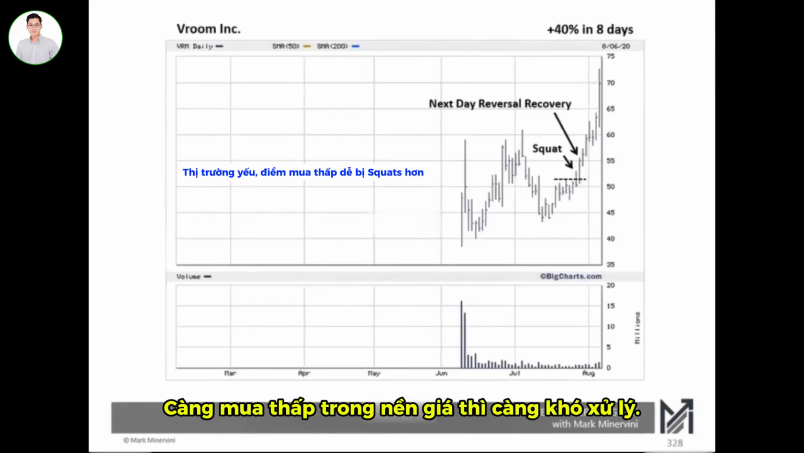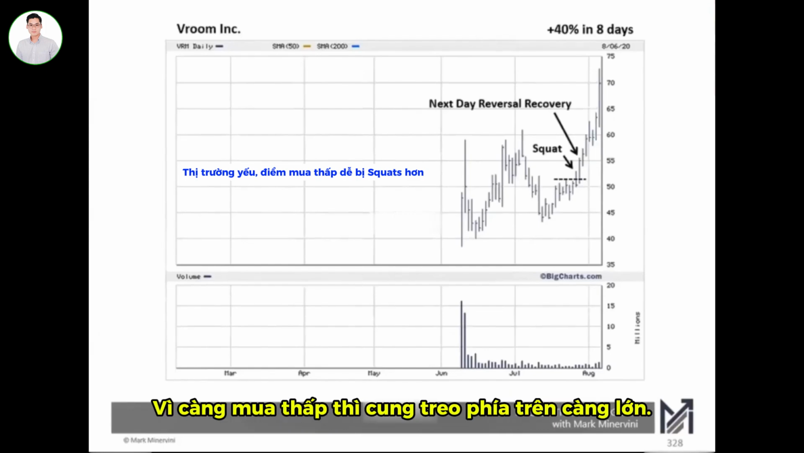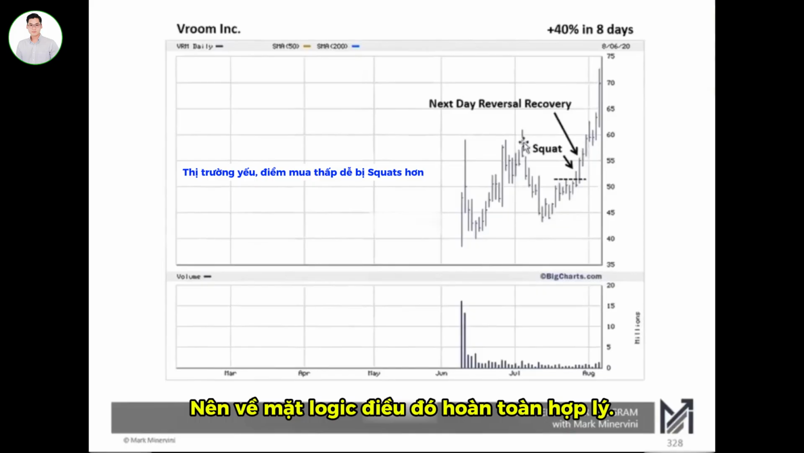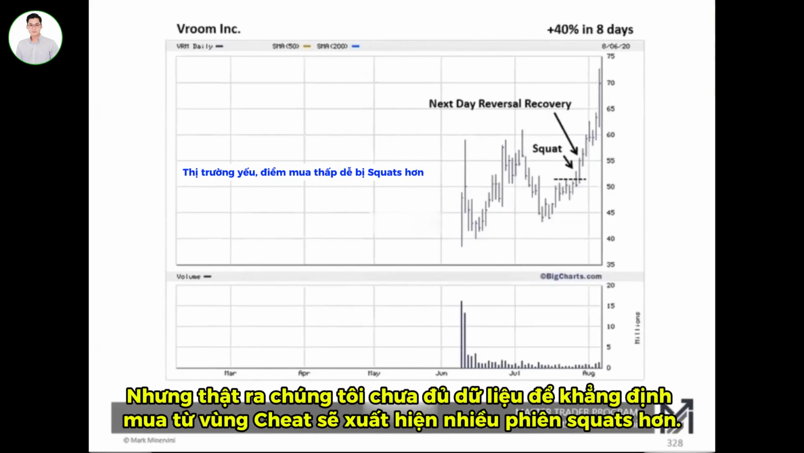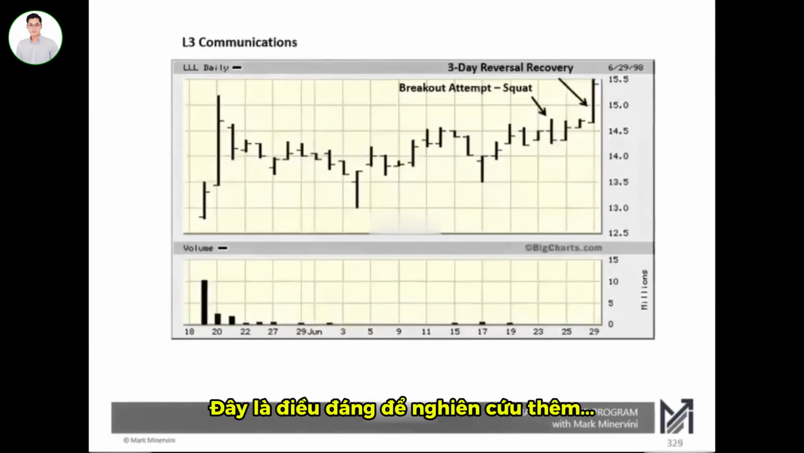Let's just put it this way. The lower you go in the base, at the low cheat, it's going to be a lot trickier than in the cheat. And in the cheat, it's going to be trickier than in the handle, because the lower you go in the base, the more overhead supply you have. When you're going into new high ground, you have no overhead supply. So you've eliminated that. Again, it does make sense, but we don't really have the evidence that there are more squats on the first day from those. But it might be good to analyze and see if there is a correlation there.